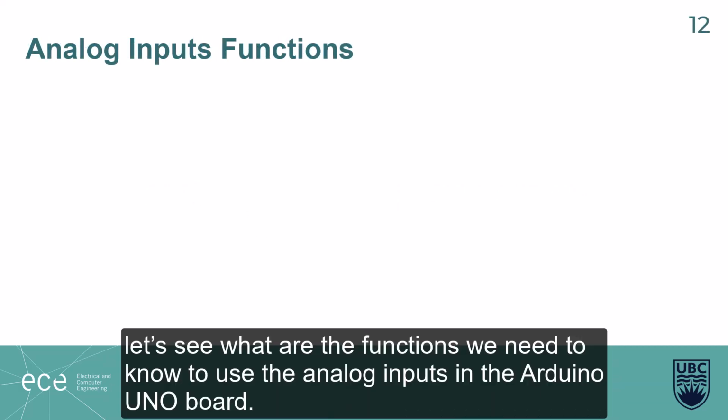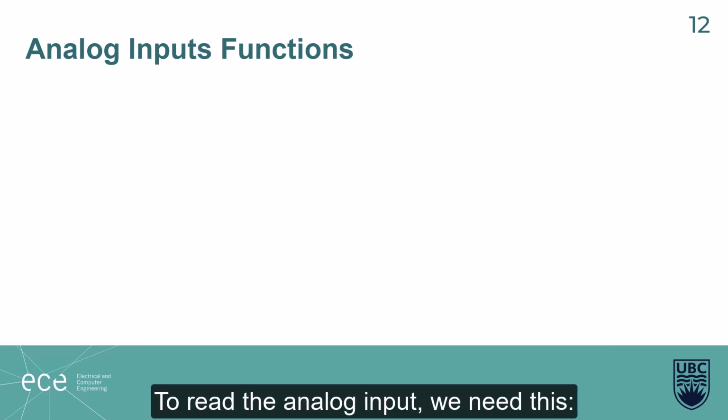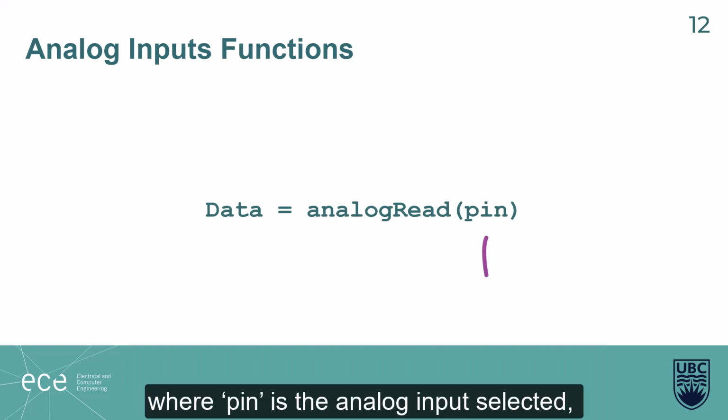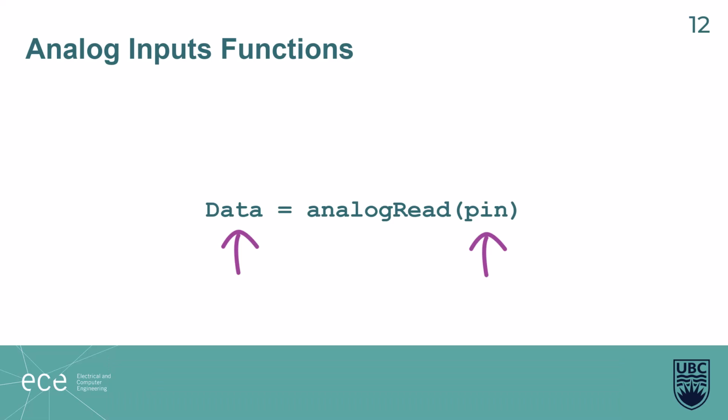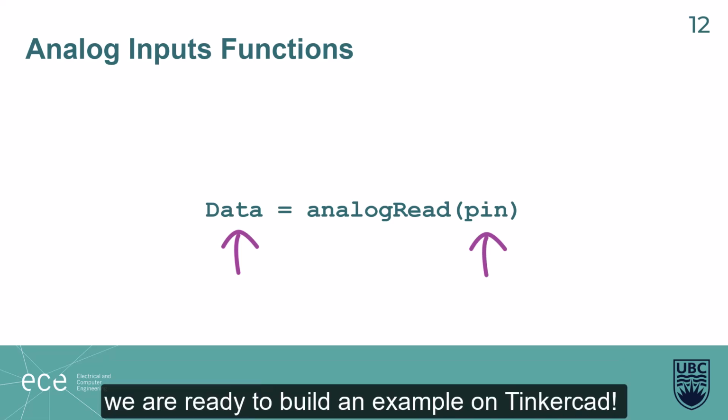Now, let's see what functions we need to know to use the analog inputs in the Arduino Uno board. To read the analog input, we need this, where pin is the analog input selected, and data is where the output value of the ADC will be stored. Having said that, we are ready to build an example on Tinkercad.